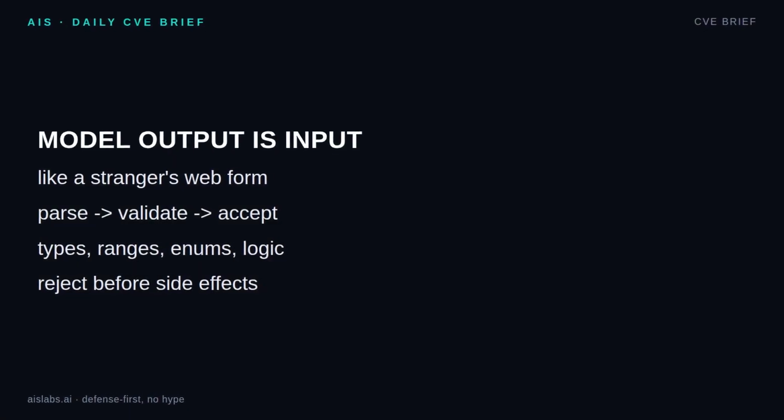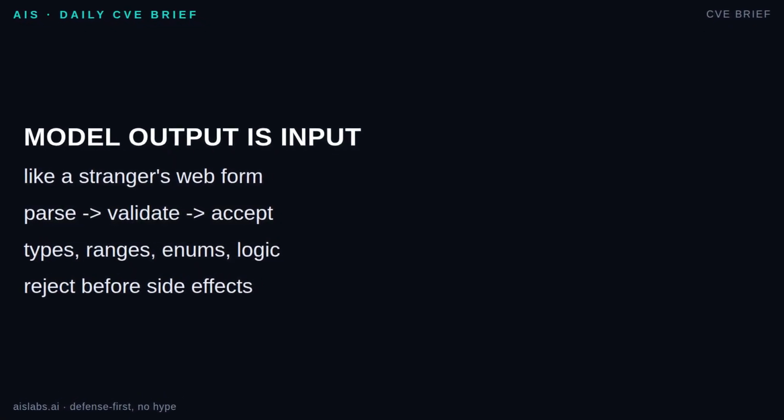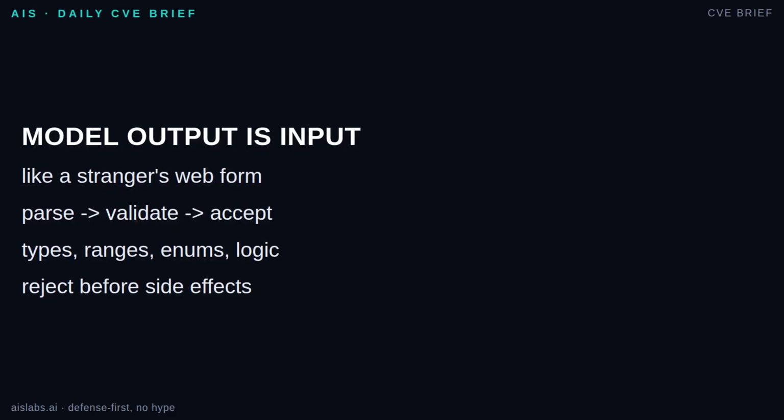The core habit is simple. Treat model output like a web form filled in by a stranger. Not because the model is malicious, but because it is probabilistic. It can be helpful and still be wrong. So the boundary rule is parse, then validate. Validate types: string, integer, boolean, list. Validate ranges: confidence between 0 and 1, quantity at least 1. Validate enums: only allowed labels. Validate cross-field logic: if action is email, recipient must exist. Only after that do you let the data affect databases, tools, workflows, or user-visible decisions.